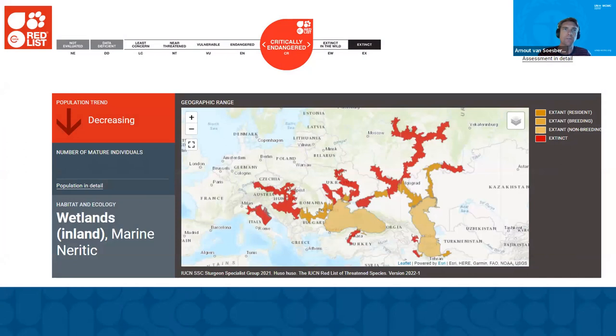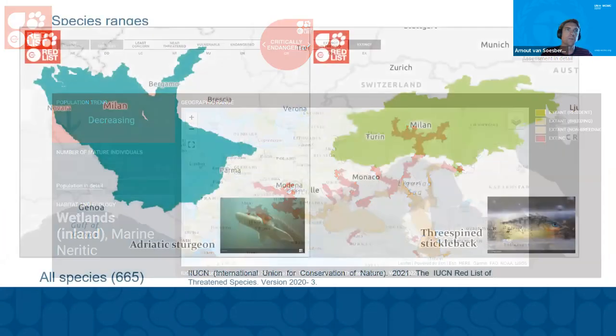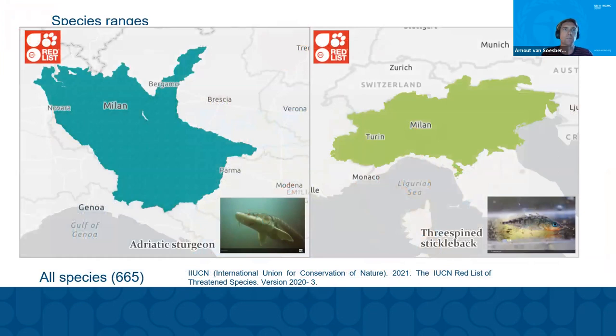So we used data from the IUCN Red List database on species distribution, where we selected 907 known migratory species. And then we made a further selection, only looking at extant, native, and reintroduced coded species, which resulted in 665 species overall. We then carried out analysis for each individual species range for all of those species. So I'm just going to run through a little example for these two species shown here, the sturgeon and stickleback that occur in northern Italy.